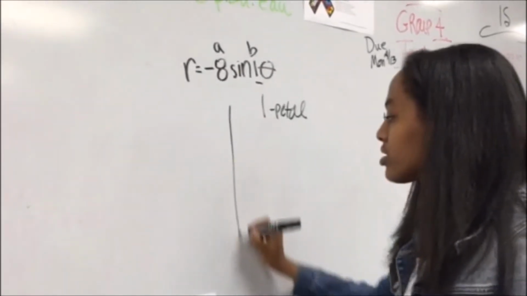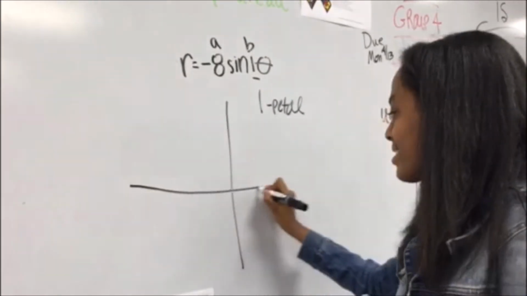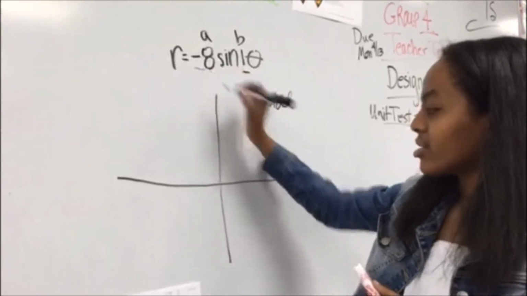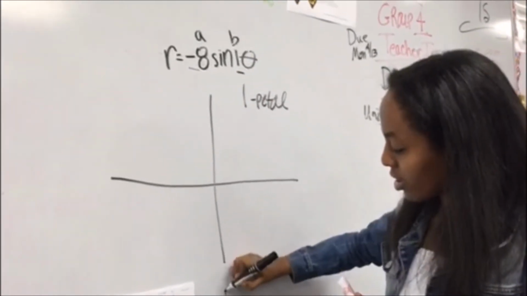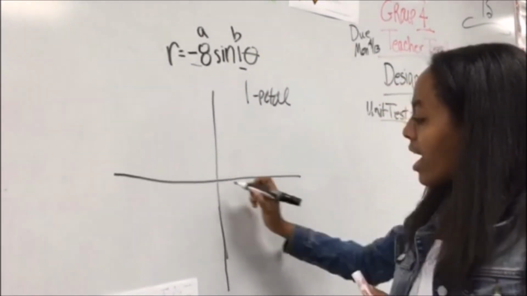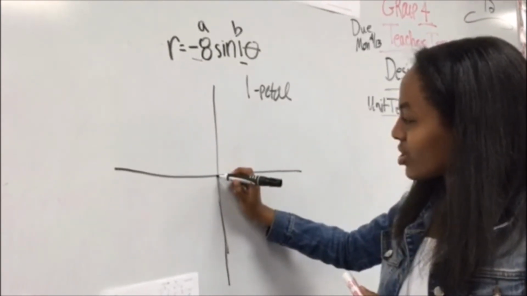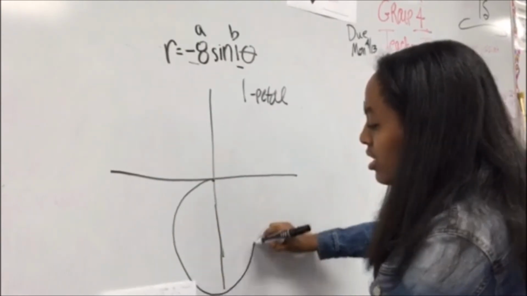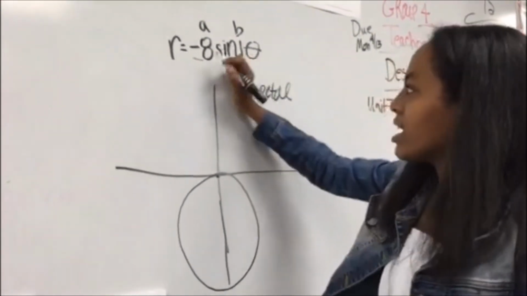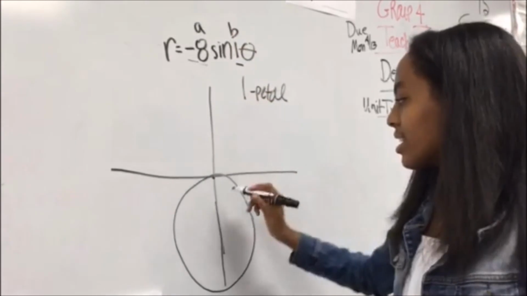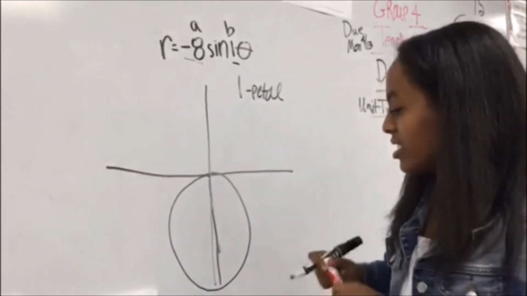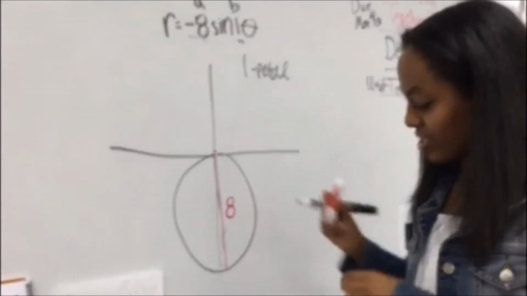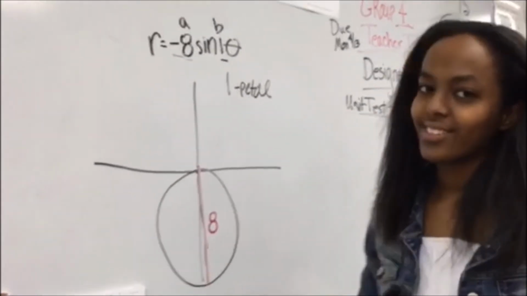Okay, so if you have your axes, you know that the sign is negative, so it's going to be on the lower quadrant. So your sine graph practically looks like this. What's important to note is that your length, which is A, is 8. So this length right here is 8. So that's practically what your sine graph would look like.